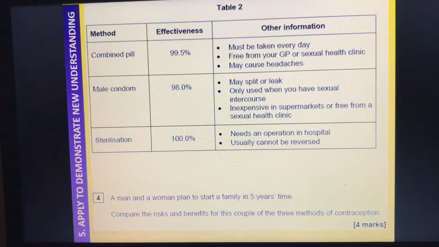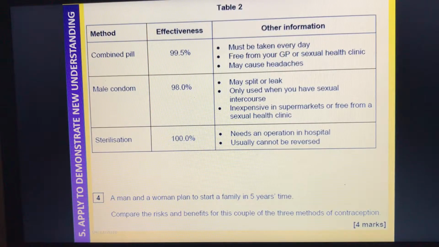So we've got some information there: combined pill, male condom and sterilisation. We can see the effectiveness, and then we're given other information. Now it's quite good sometimes, if you've got time, to go through that other information and put some indicators on there with colours or just plus and minus signs, or A's and D's for advantage and disadvantage, to decide, is it an advantage or a disadvantage?